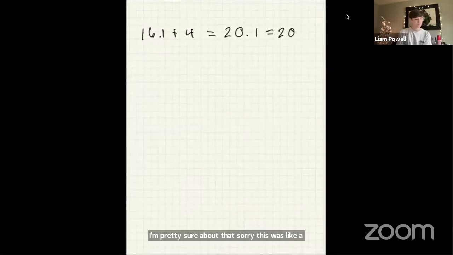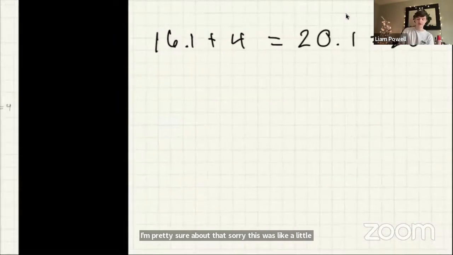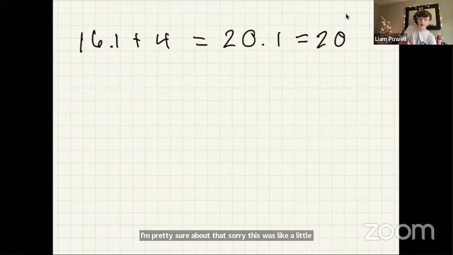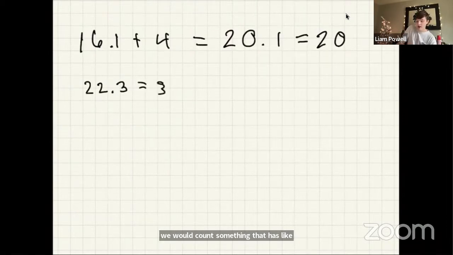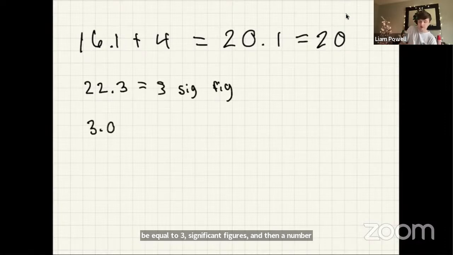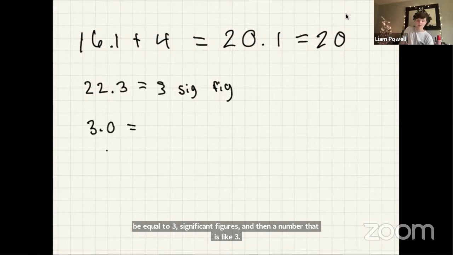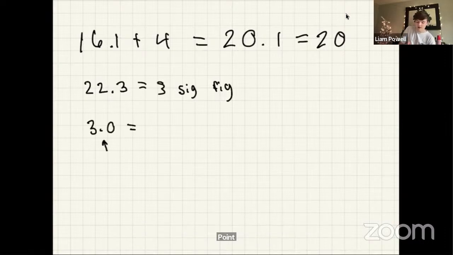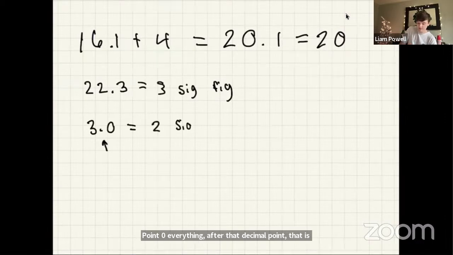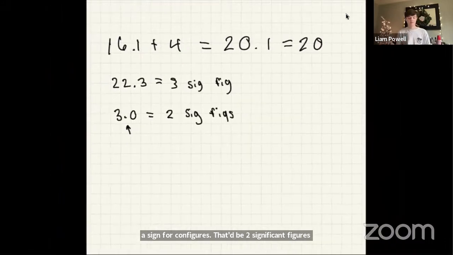And then for example, we would count something like 22.3. This would be equal to 3 significant figures. And then a number like 3.0: everything after that decimal point is now a significant figure. So that would be 2 significant figures, etc.